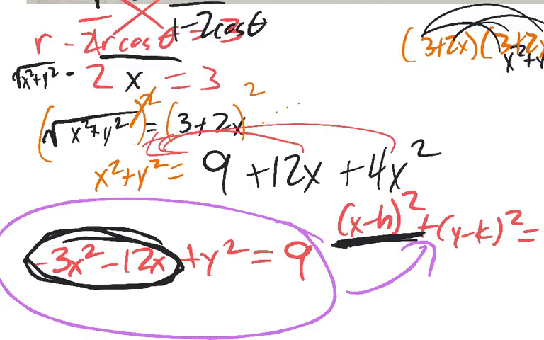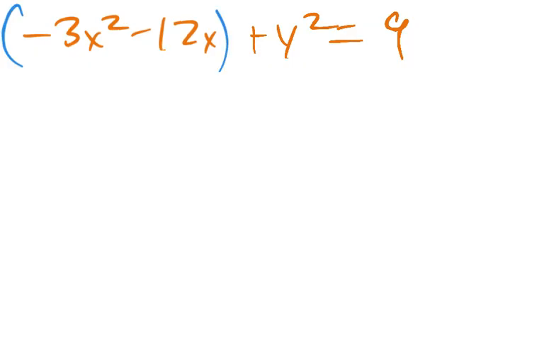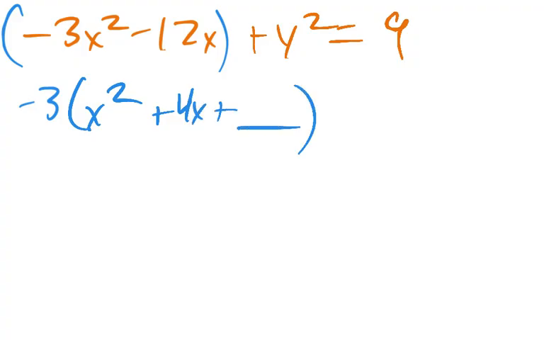It's just so cool. -3x squared minus 12x plus y squared equals 9. Yeah. Thanks. I've been learning this. Now I'm going to GCF a -3 here. That's going to leave me with x squared plus 4x plus fill in the blank plus y squared equals 9.